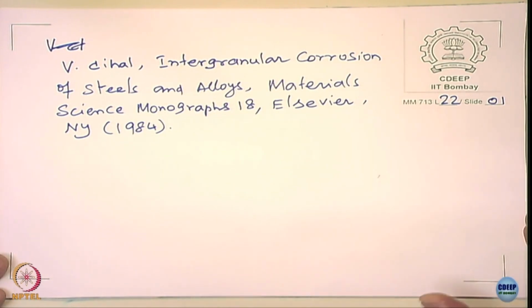And I have also written a chapter on localized corrosion, where I have discussed in reasonable detail the intergranular corrosion of stainless steels and also some reference to aluminum alloys. If you want, you can refer to this as well.